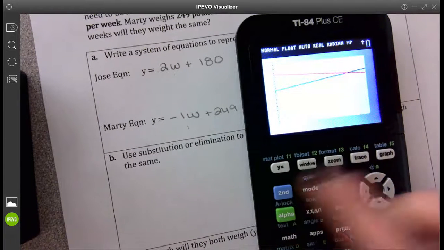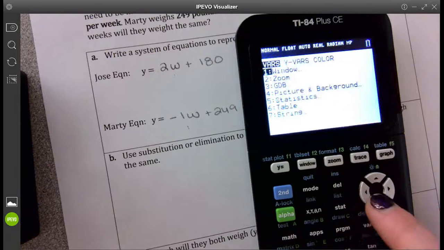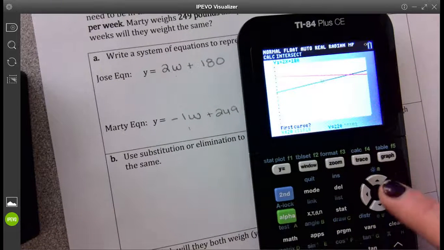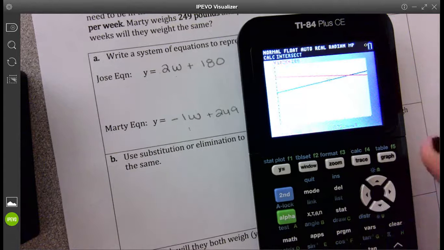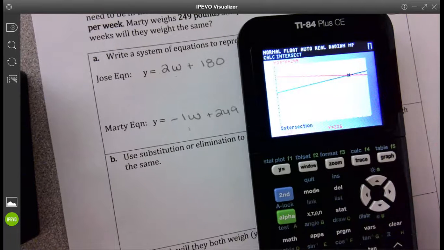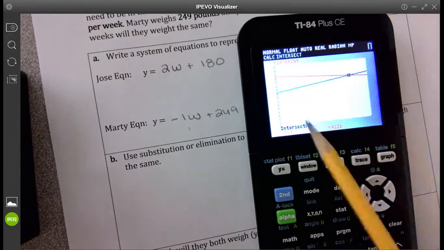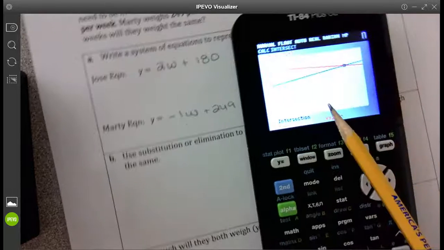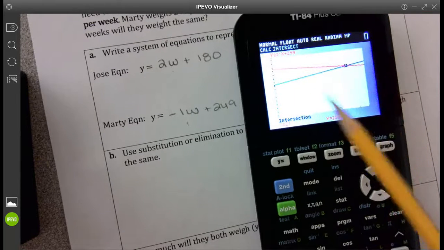But then we have to do second, trace, intersect. This side is one line, enter. This side's another line, and I'm going to guess where they intersect. So see how much work this is? And what if you don't have a graphing calculator? It says they intersect at x is 23 and y is 226. Okay, so graphing by hand would be awful.